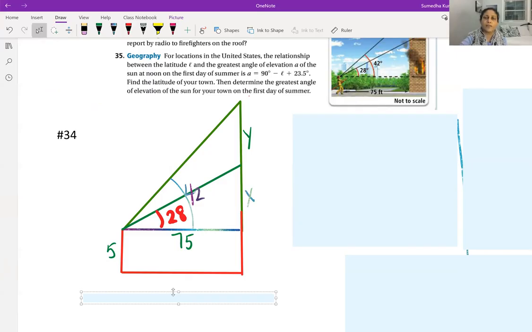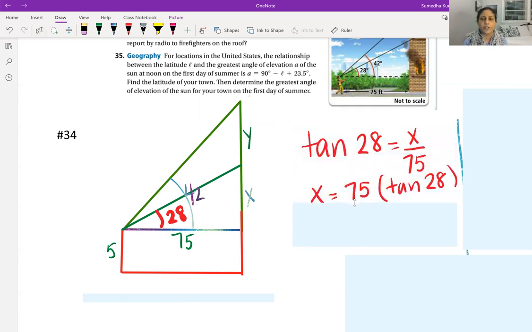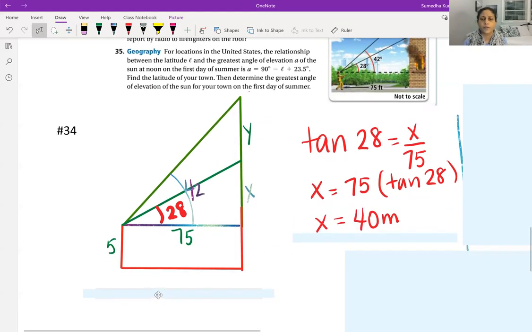So the height of the window that is burning is X, and the top of the building is going to be X plus Y. So you're going to set up two triangles. The first one you want to find X. So tan of 28 is X over 75. Multiply both sides by 75 and find X. Turns out to be 40.